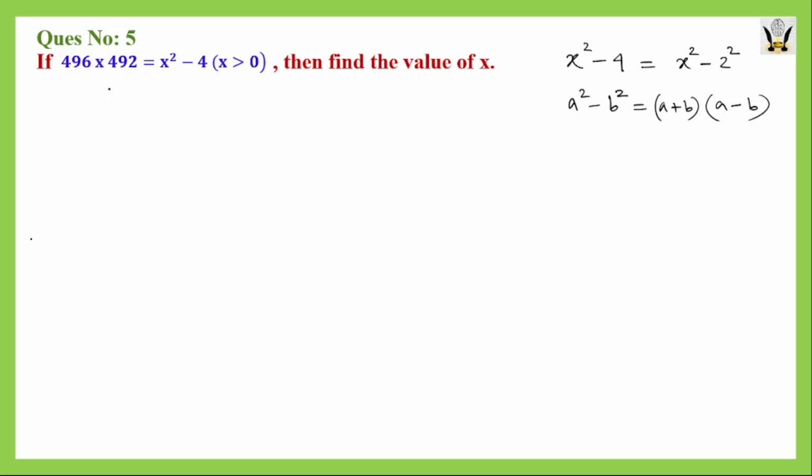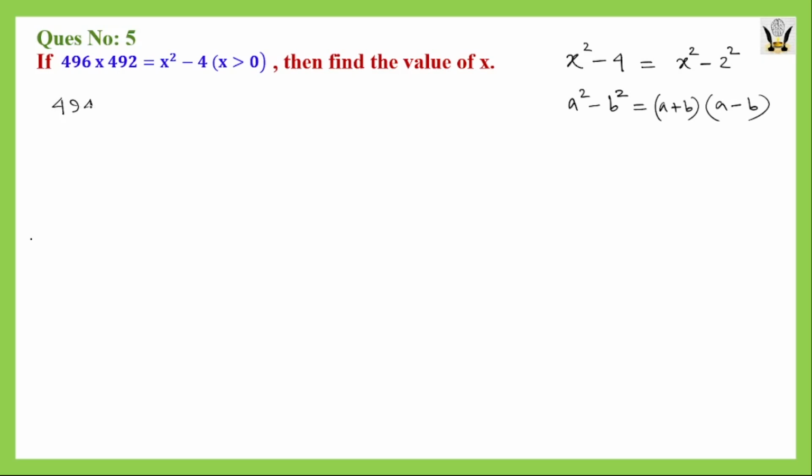Now if I look at the left side, what are the two values which are given? 496 and 492. And what is the difference between these two values? 4, right? And if we divide that 4 by 2, then it will be 2. So what we can do is from 496, if we subtract 2, then it will be 494, and with 492 if we add 2, then it will be 494. So 494, that value I will take here as a reference.